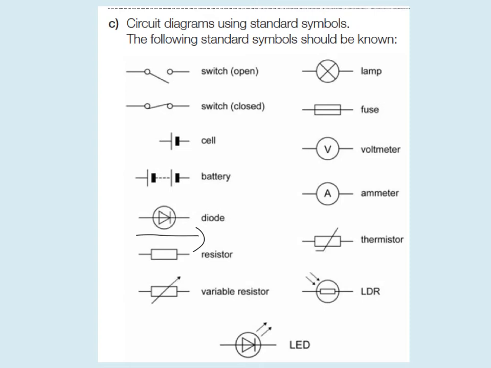Beneath that we've got a light dependent resistor, an LDR, which depends on the light it receives. And remember, as light intensity increases, the resistance of that component decreases.